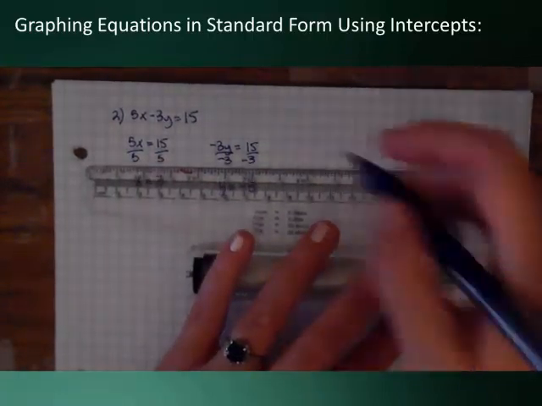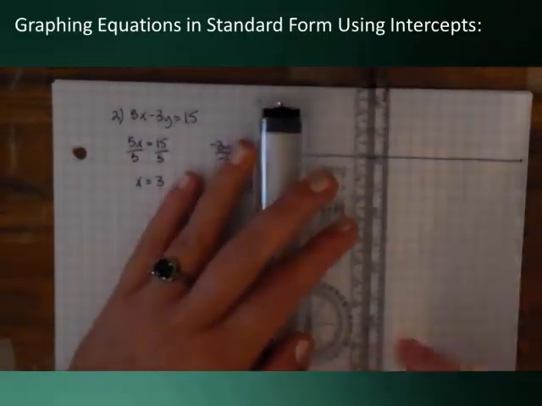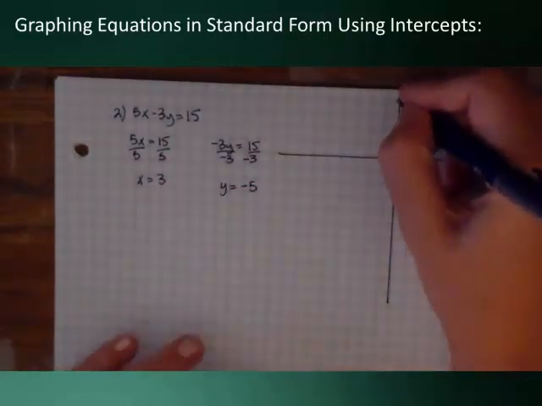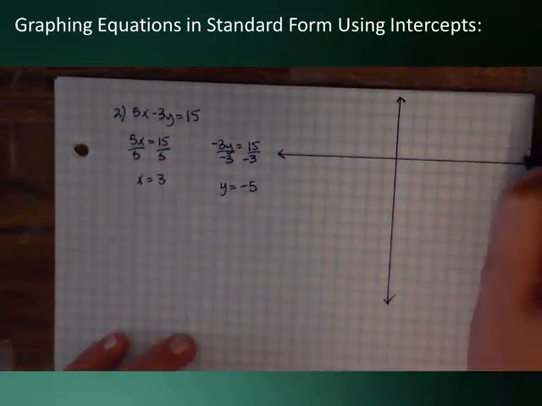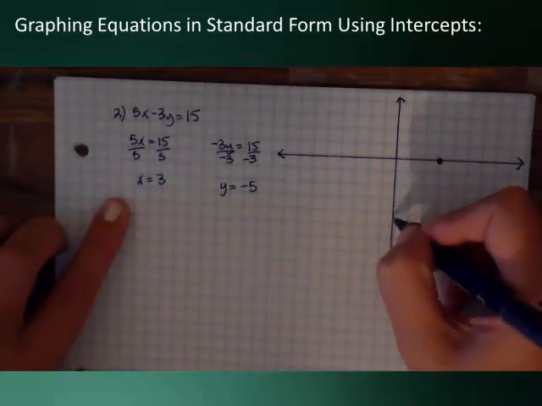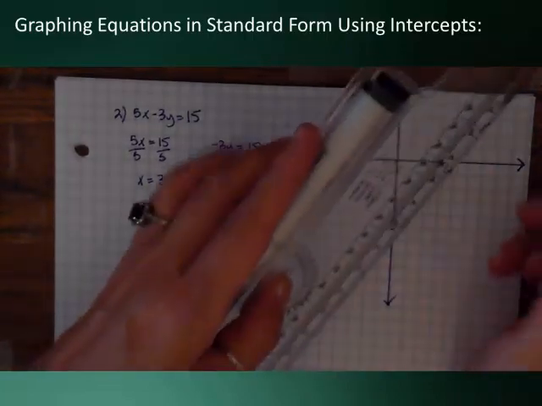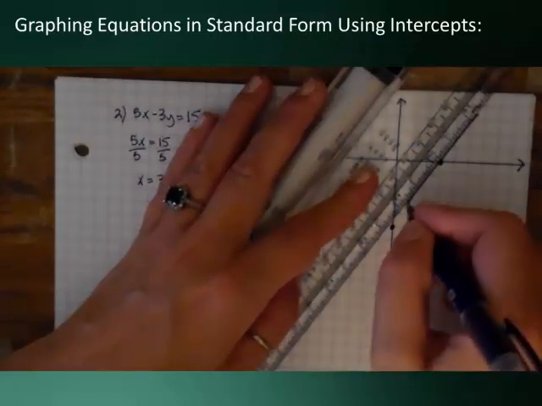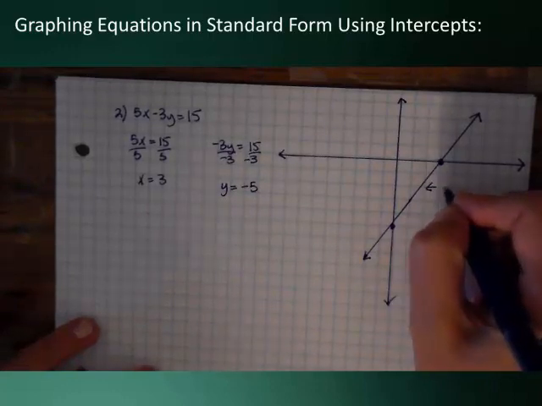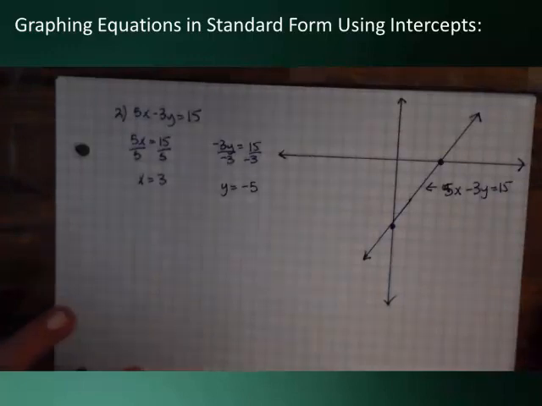I'll make my axes. I put a dot on 3 for the x and negative 5 for the y, and connect my intercepts with the line of the equation. 5x minus 3y is equal to 15.